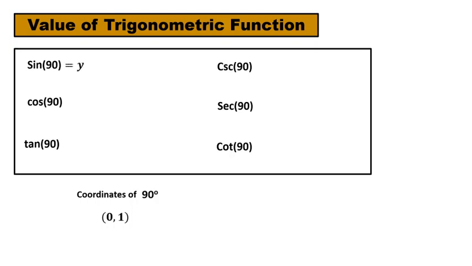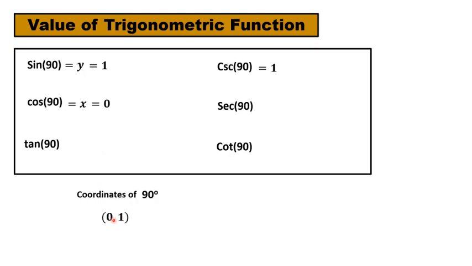So sin 90, so that is y. So therefore, ang sin 90 natin ay 1. So again, ang cosecant 90, still 1 din. Kasi nga, pag kinuha yung reciprocal ng 1, 1 pa rin. So next one is cosine 90. Ang cosine 90 natin ay 0, since ang x-coordinate ng 90 degrees ay 0.